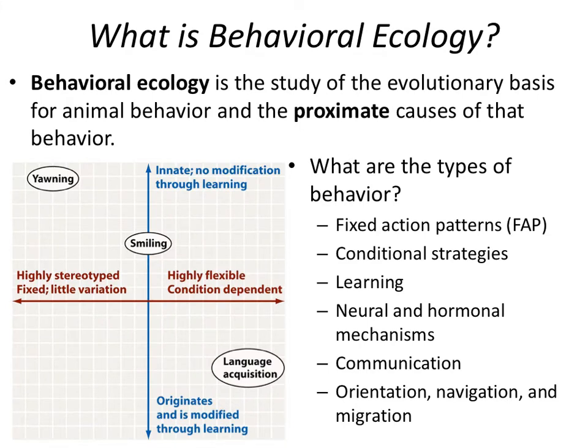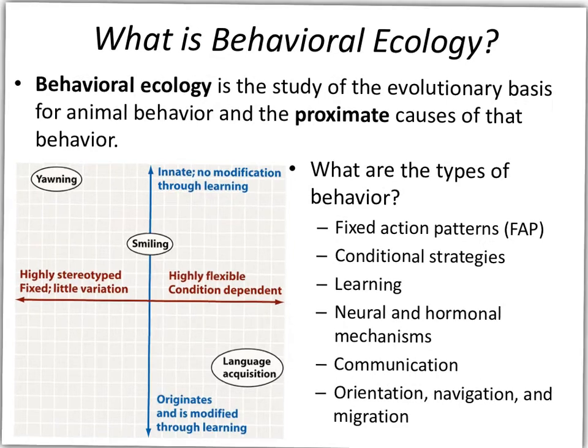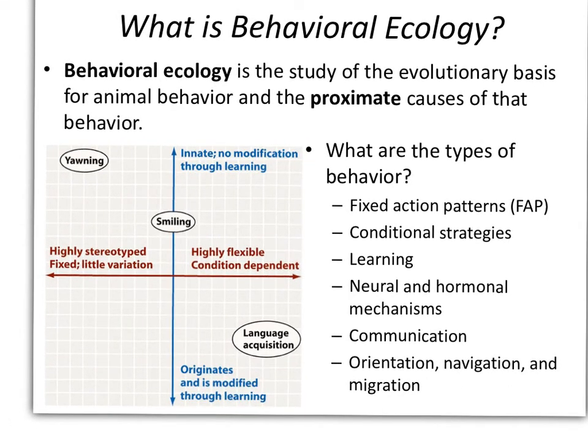So there's all different kinds of ecology. And the first one we're going to look at is behavioral ecology. So behavioral ecology is the study of the evolutionary basis for animal behavior and the proximate causes of that behavior.